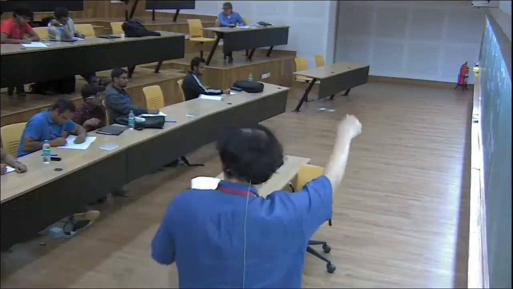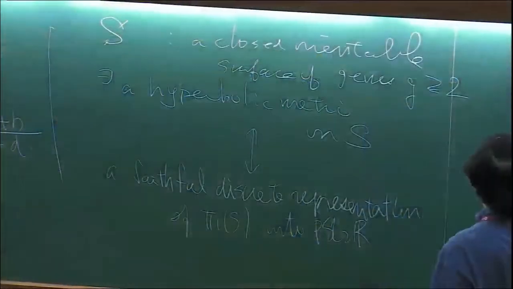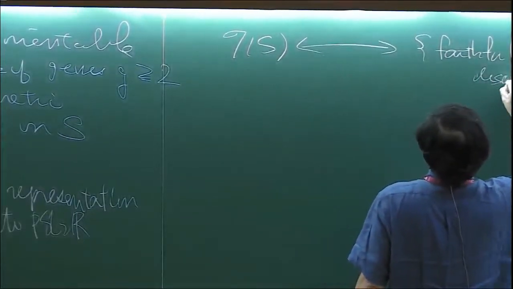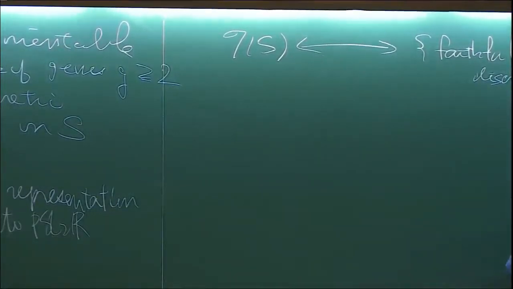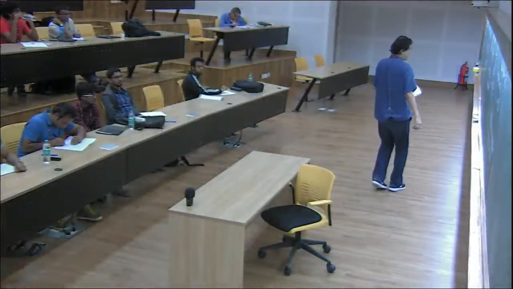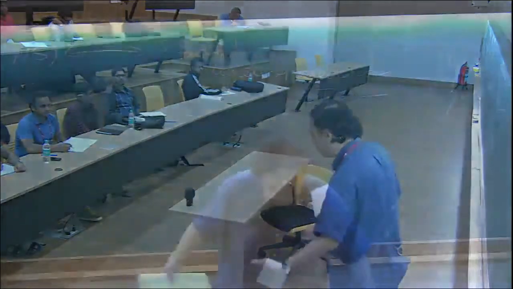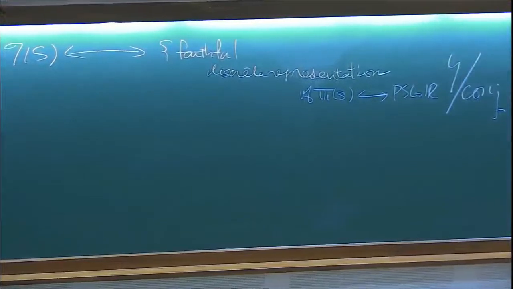This is just a review of Subhojoy's talk. So the Teichmuller space can be identified with the set of faithful discrete representations of pi 1 into PSL2R up to conjugacy. Now we are going to deform. If you fix one hyperbolic structure, then all the other hyperbolic structures on S can be regarded as a kind of deformation of the original structure.